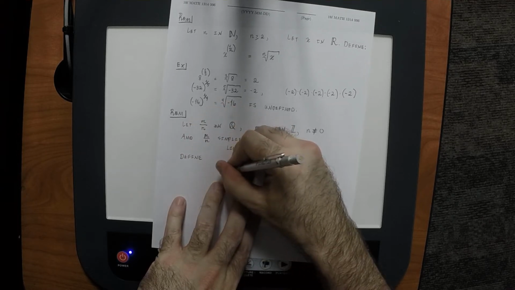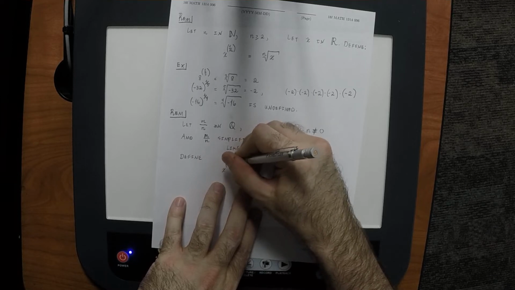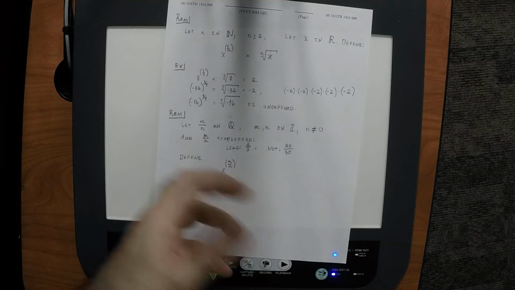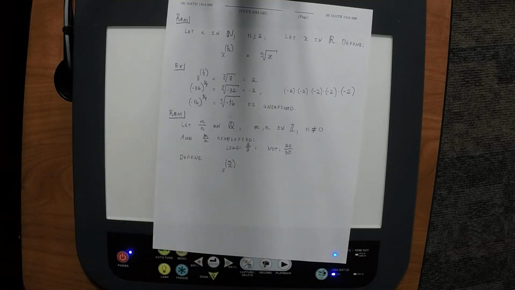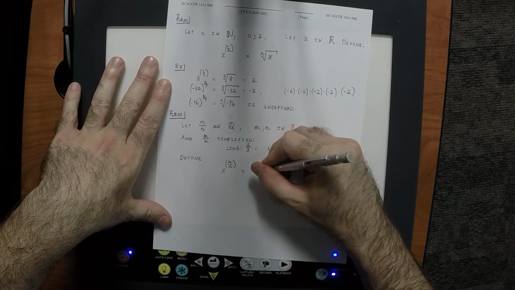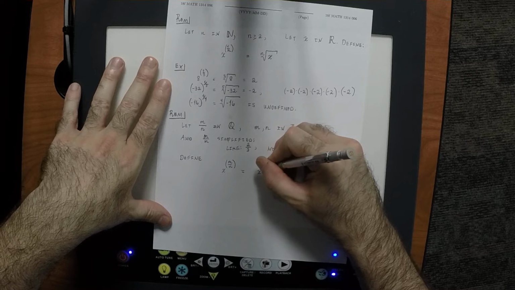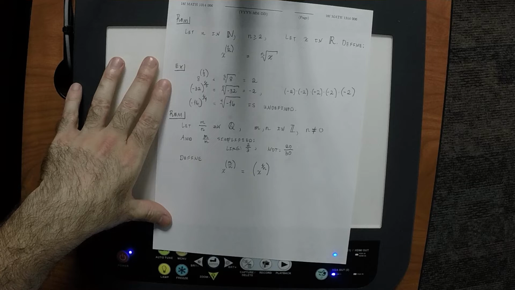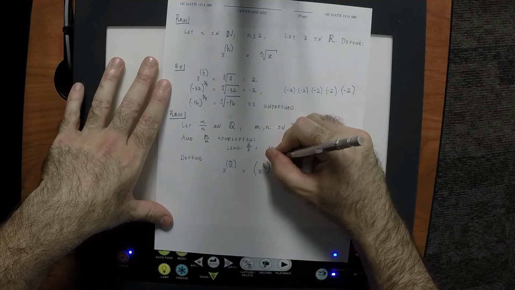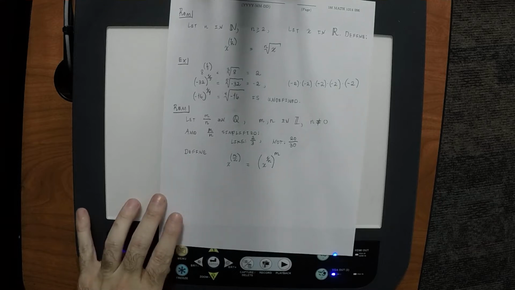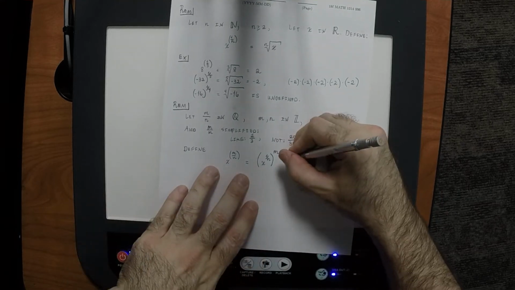We'll define x to exponent m over n. So that means that now we're talking about something like x to exponent 2 over 3. Okay? The definition of this is x to 1 over n, and then you do the m. Which is to say, you could write this in another way. You could write it like this.